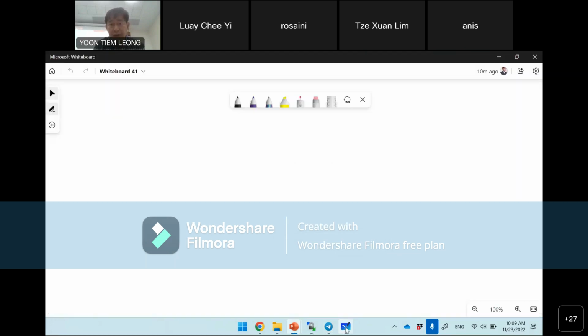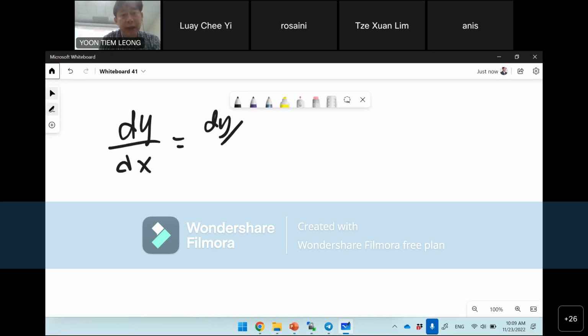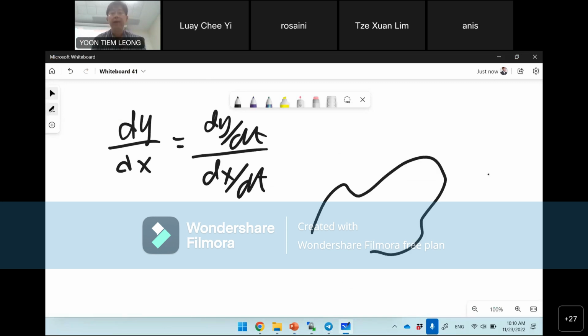Yesterday, due to time constraint, I have not been able to derive the formula dy/dx as dy/dt divided by dx/dt. As I mentioned yesterday, if you have a curve like this, in general, you can describe the curve by making a set of parameterizations to describe how the positions of x and y can be described in terms of a set of parametric equations.